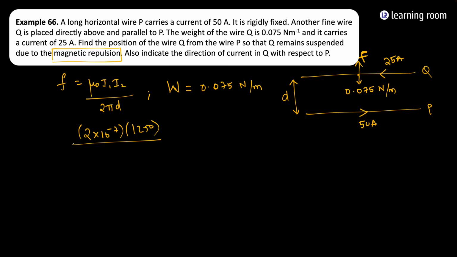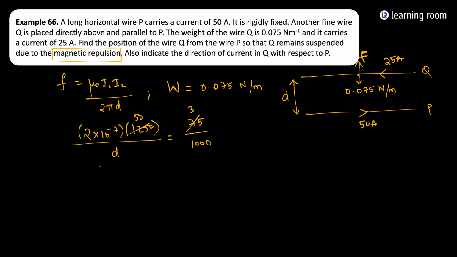1250, the whole divided by d is what we need to find. This is equal to the weight per unit length. So this force per unit length and the weight per unit length should be same. So how much will this be? 0.075 means it is 75 divided by 1000. Am I clear? So actually 25 will cancel this 3 times. It will cancel this 50 times.